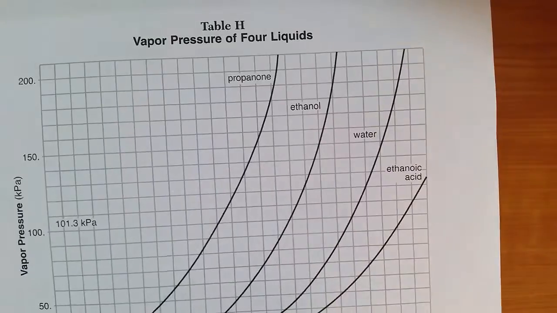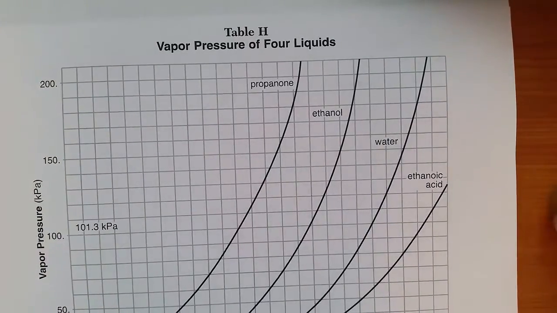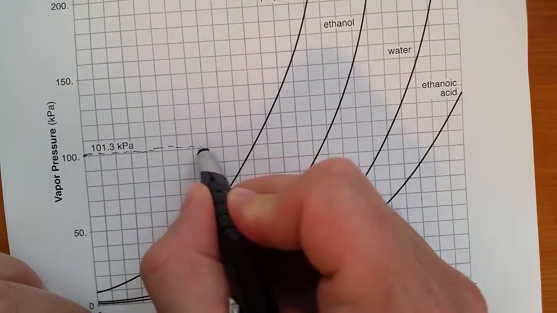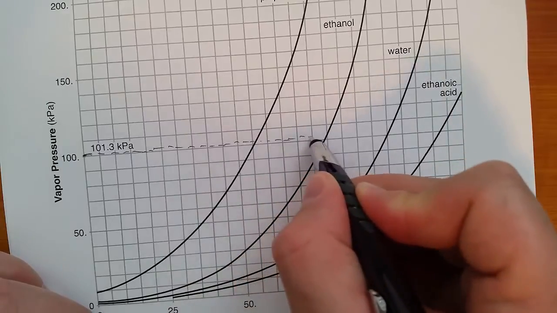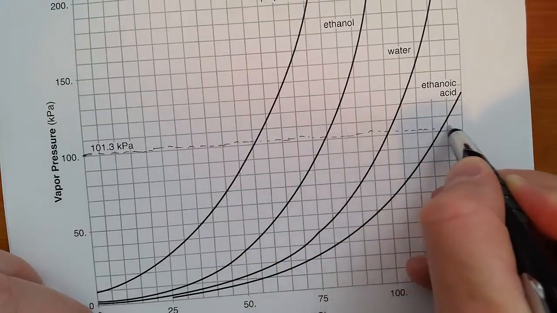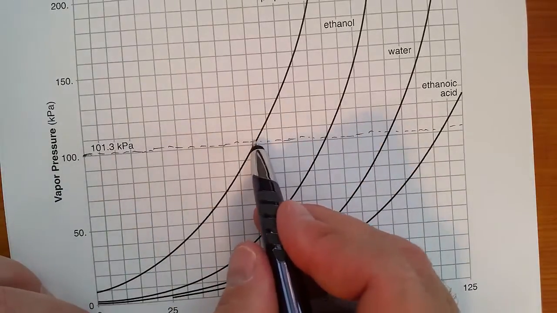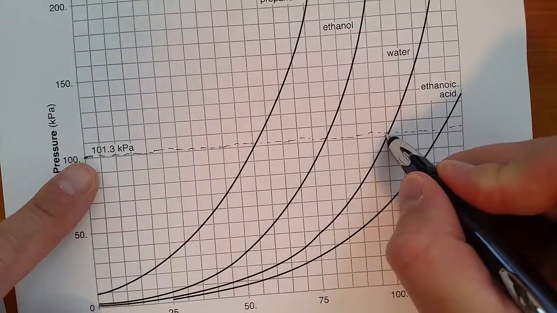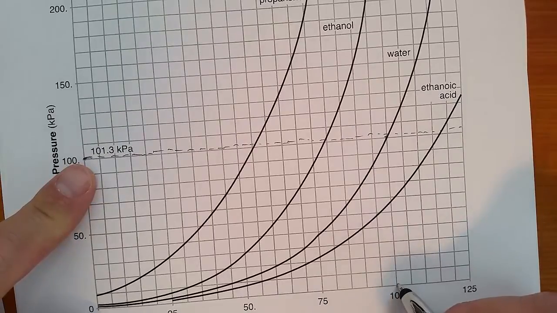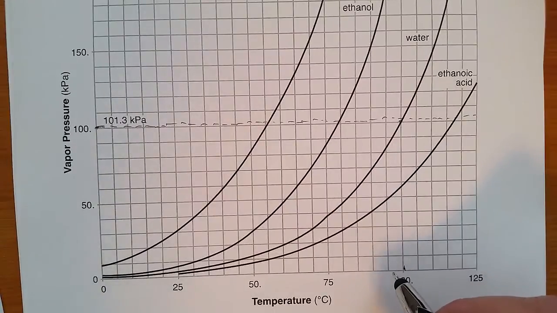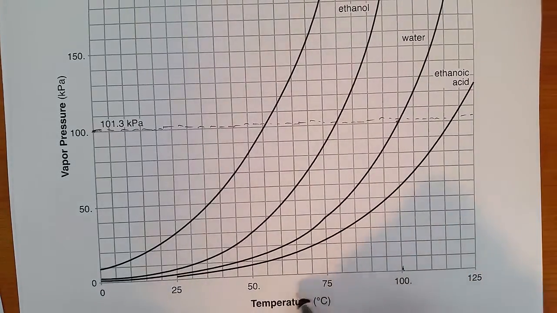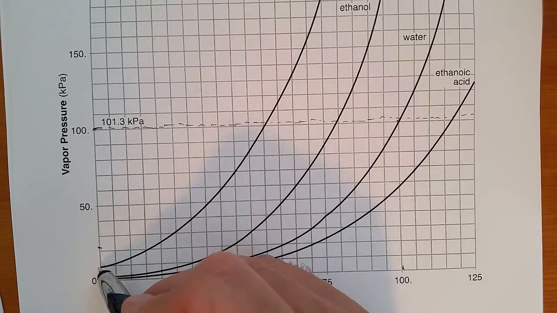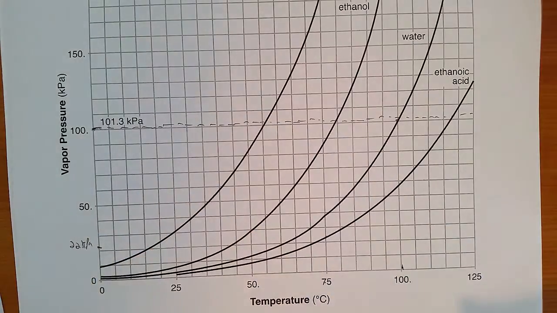Reminders about reference table, vapor pressure, Table H. All right, there's this dotted line that never seems to come out well in copies at 101.3 kilopascals. That is normal atmospheric pressure. It's equal to one atmosphere. The place where the external pressure crosses the line of this is going to be the boiling point. So we can see that this 101.3 crosses the water curve at 100 degrees Celsius because water boils at 100 degrees Celsius. All right, this also can show us that at 75 degrees Celsius, something like ethanoic acid has a vapor pressure of about 22 kilopascals.